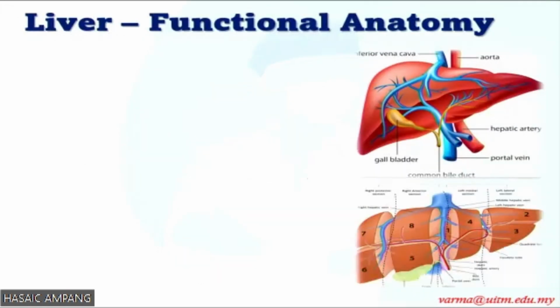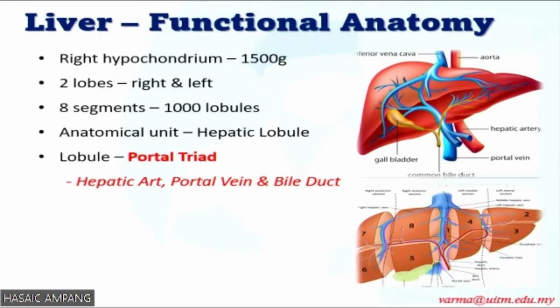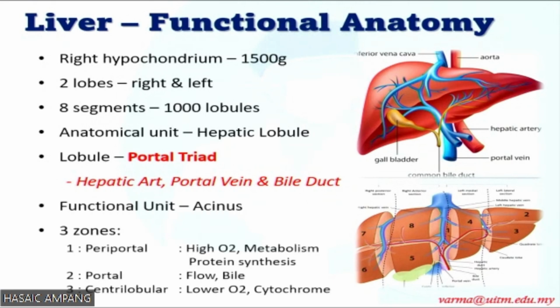Okay, liver, another 5 minutes. Liver functional anatomy. We have right hypochondrium, 1,500 grams, 2 lobes, right and left, 8 segments, 1,000 lobules. Important part is the anatomical unit. We have anatomical and functional unit. The anatomical unit is called the hepatic lobule, and the lobule has the portal triad. Portal triad is hepatic artery, portal vein, and bile duct. Liver blood flow is quite peculiar, so you have to know this. The portal vein and hepatic artery both supply blood and oxygen to the liver, even though it's called a vein. Okay, so the functional unit is called the sinusoid. The importance of knowing the sinusoid is they have 3 zones: periportal, midzonal, and centrilobular.